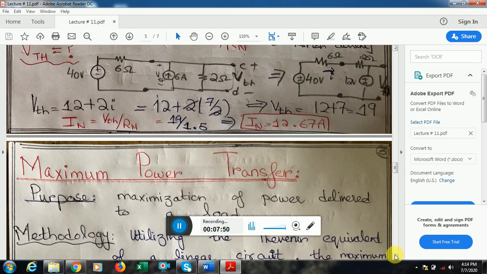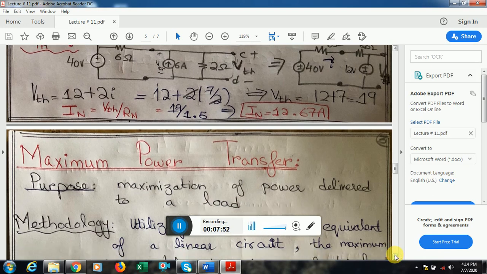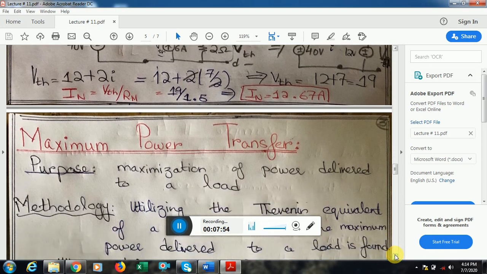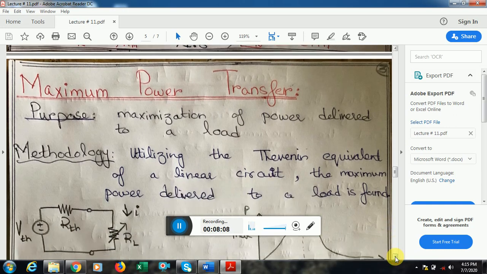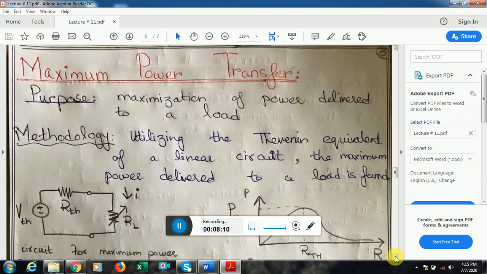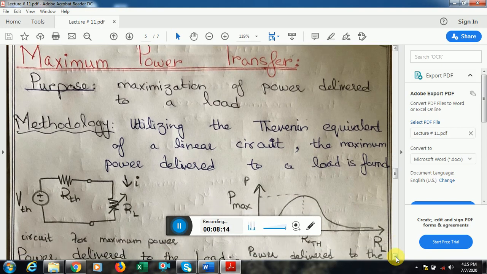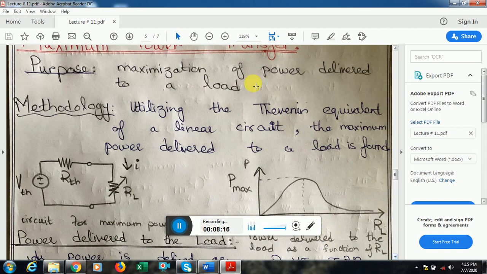Now I move on to the last topic of this chapter, which is maximum power transfer. As the title elaborates, it is a technique by which maximum power can be provided or transferred to the load in the circuit. So we have to find the point, or the resistance level, at which maximum power can be utilized by our load in the circuit. So it is for the maximization of power delivered to a load.